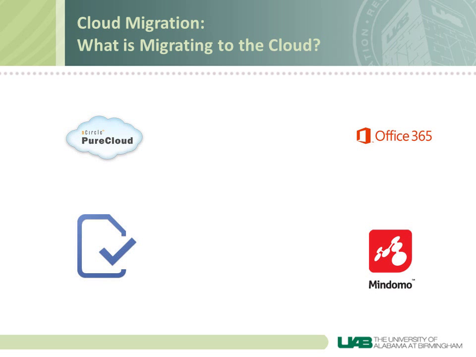Some cloud providers of Platform as a Service are Windows Azure and Google App Engine. Some cloud providers of Infrastructure as a Service are Amazon EC2, Rackspace, and Google Compute Engine.